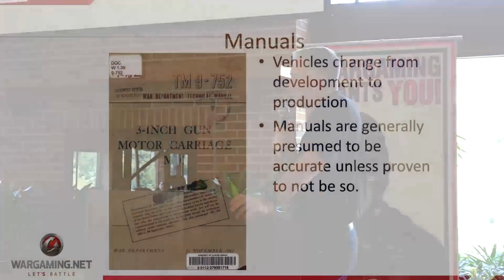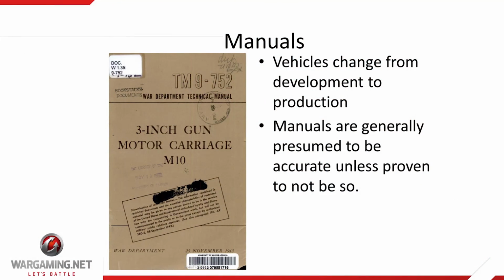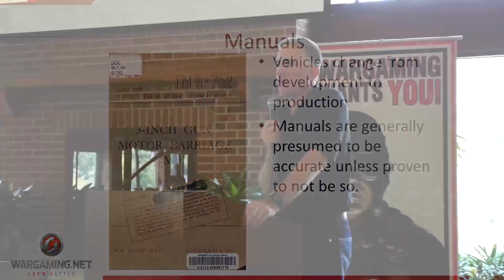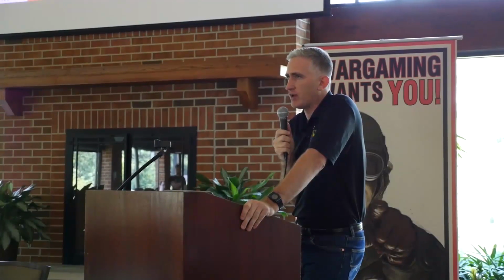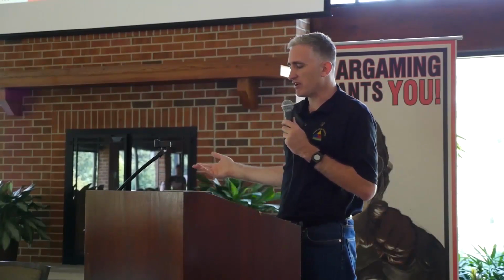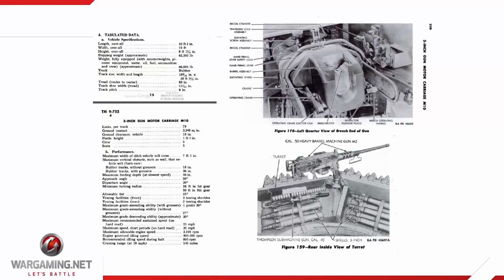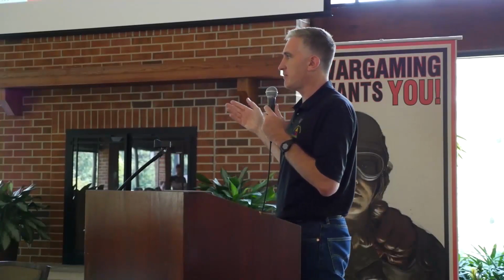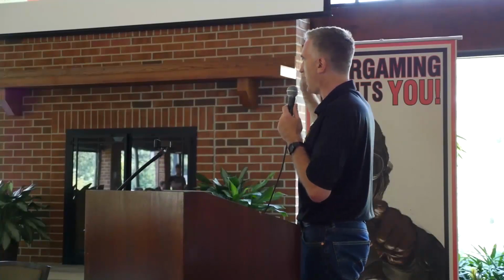Okay, so a lot of the manuals do still exist. The reason that we will go with them, if at all possible, is that between when a vehicle is tested and when it is put into production as a service vehicle, there are usually some tweaks and modifications made. And as you can see, we generally presume a manual is accurate. Isn't always, but generally is. So this is an example of the Dash 10 for the M10 gun motor carriage, which I've been trying to get the name changed in the game, and I'm not winning.